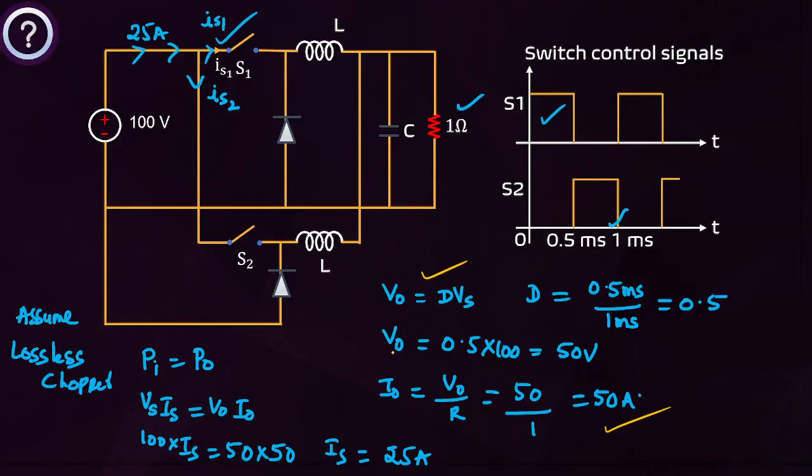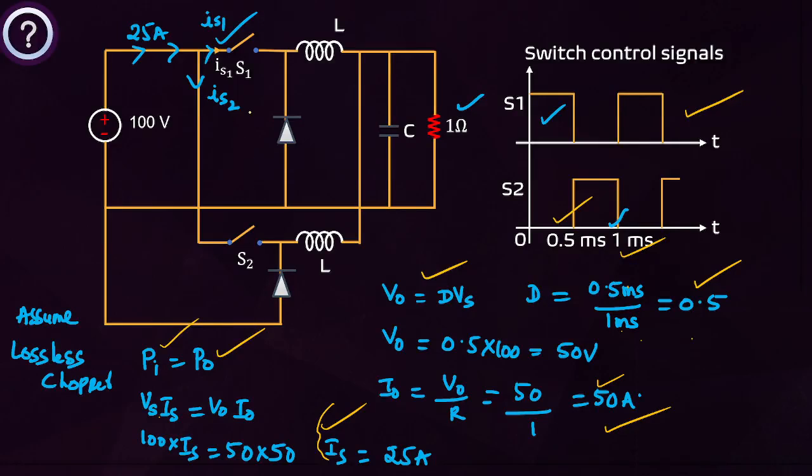But the duty cycle is not given directly. From this waveform you have to calculate the duty cycle, students. On time by total time period. Now on time 0.5 milliseconds, total time period 1 millisecond. I got the duty cycle equal to 0.5. Once you know the duty cycle, assume a lossless chopper, so input power equals output power. I got the source current equal to 25 amperes.